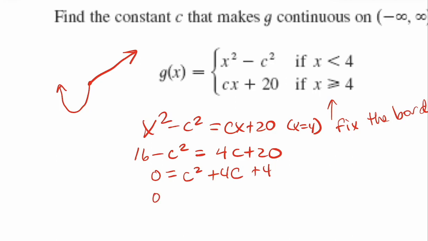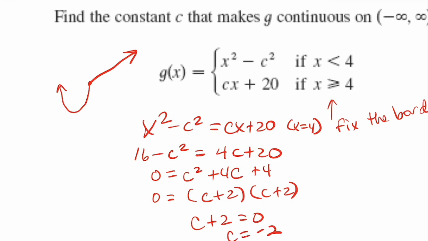2 times 2 is 4. 2 plus 2 is also 4. So that factors to be c plus 2 squared. So we really are just looking, where would c plus 2 equal 0? So the value that would make that match is -2.